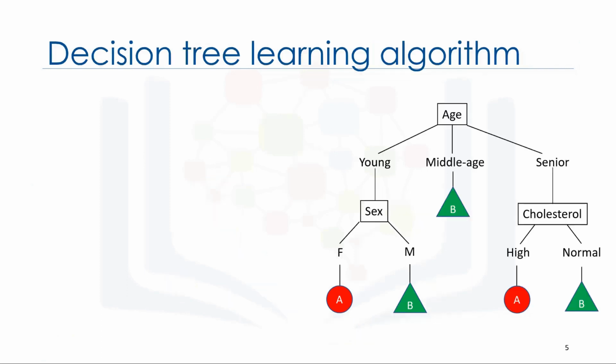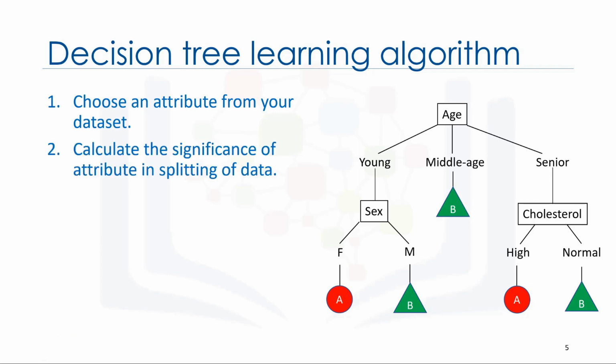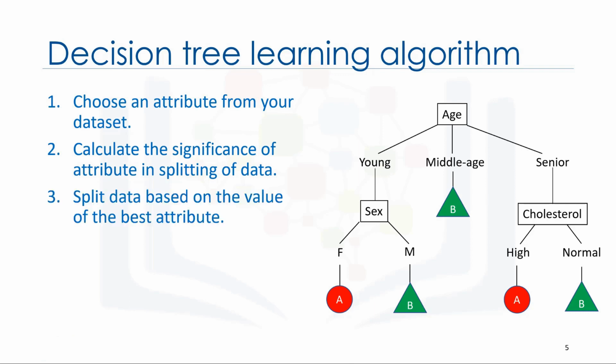Now the question is, how can we build such a decision tree? Here is the way that a decision tree is built. A decision tree can be constructed by considering the attributes one by one. First, choose an attribute from our dataset. Calculate the significance of the attribute in the splitting of the data. In the next video, we will explain how to calculate the significance of an attribute to see if it's an effective attribute or not. Next, split the data based on the value of the best attribute. Then, go to each branch and repeat it for the rest of the attributes.